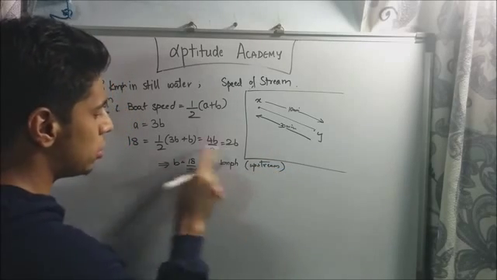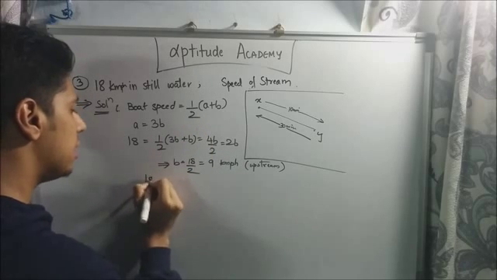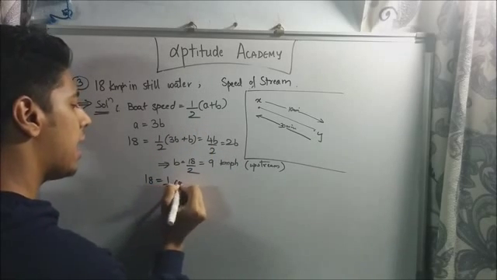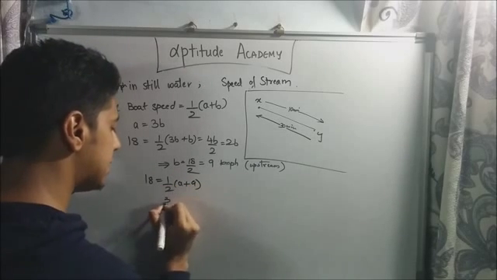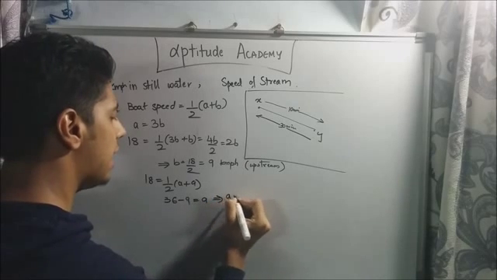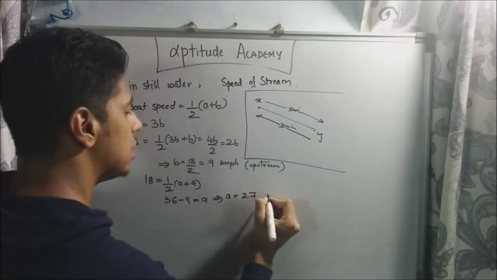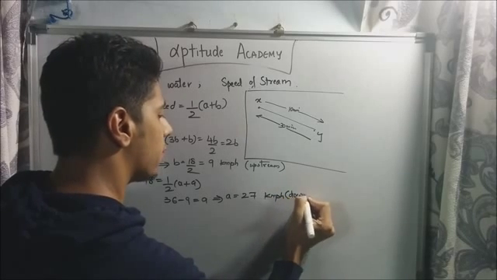Now, just substitute the value of B in this equation and get A. So now 18 is equal to half of A plus B. B is 9. Right? So 18 into 2 is 36, minus 9 is equal to A. Implies A is equal to 27. So 27 kilometers per hour. This is downstream speed.